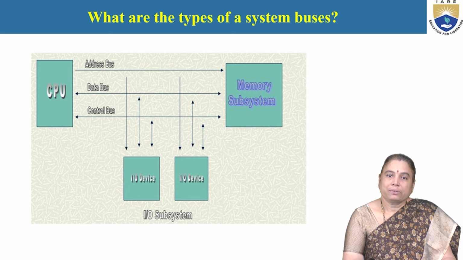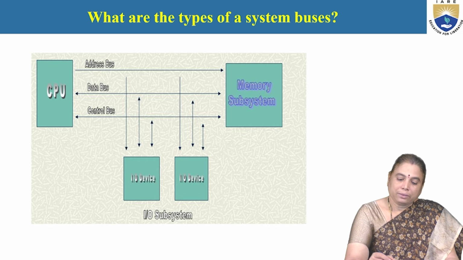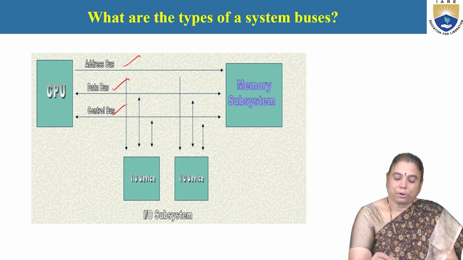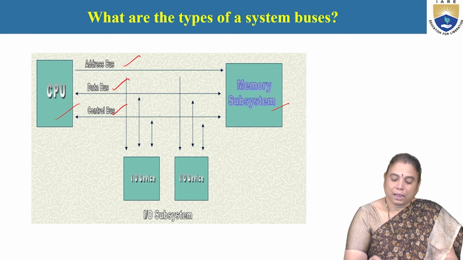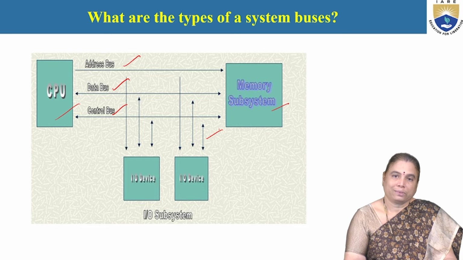The system bus can consist of three types of buses. One is the address bus, second one is the data bus, third one is the control bus. The central processor unit and the memory system can be connected with the address bus, data bus and control bus. And the I/O devices can be connected with the processor and memory system with these three buses.